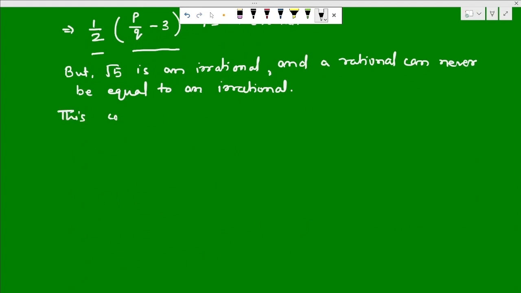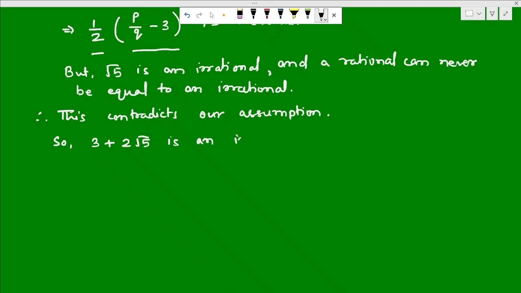This contradicts, therefore, this contradicts our assumption. As per our assumption, we had taken 3 plus 2 root 5 as a rational number, and that becomes wrong. So 3 plus 2 root 5 is an irrational. So proved, at last we will write hence proved.